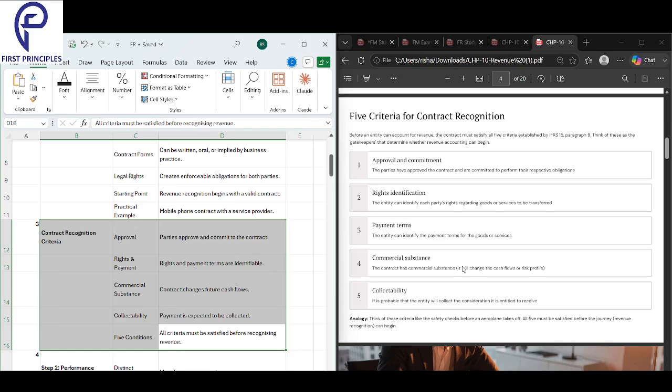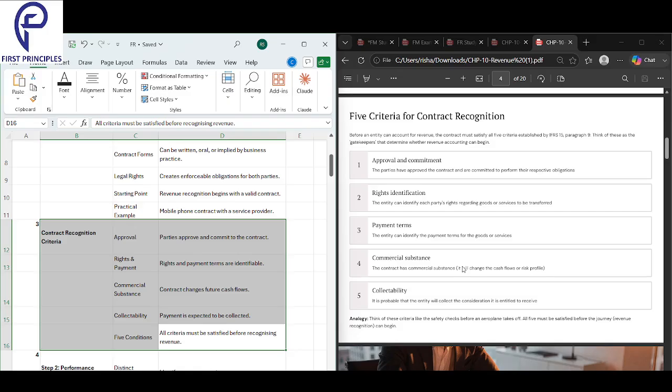Second, rights and payment terms are identifiable. We know exactly what each side will give and what each will pay. Rights and payments are very clearly identifiable.